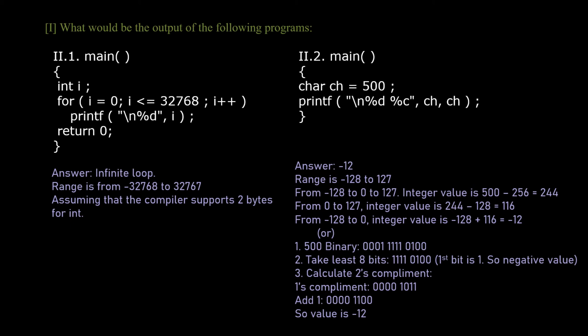If this calculation is confusing, the next way to calculate the output is to first write the 500 binary value. So this is 500's binary value. Char ch is 8 bits, 1 byte. So take the least 8 bits, which starts with 1. Since it's a char, if the first bit is 1, it assumes that it is a negative value. So to calculate the actual value, we need to compute the 2's complement of these least 8 bits.